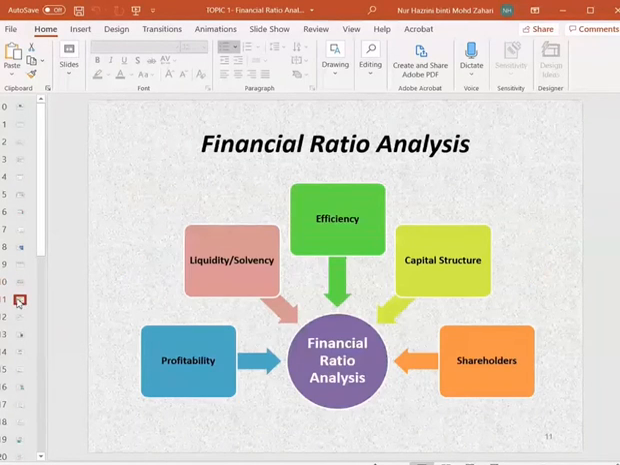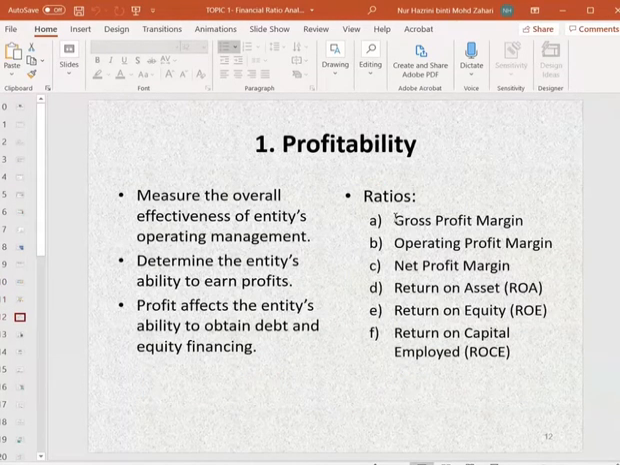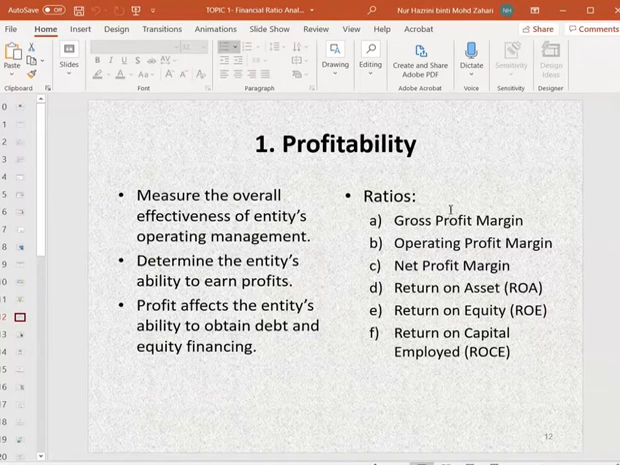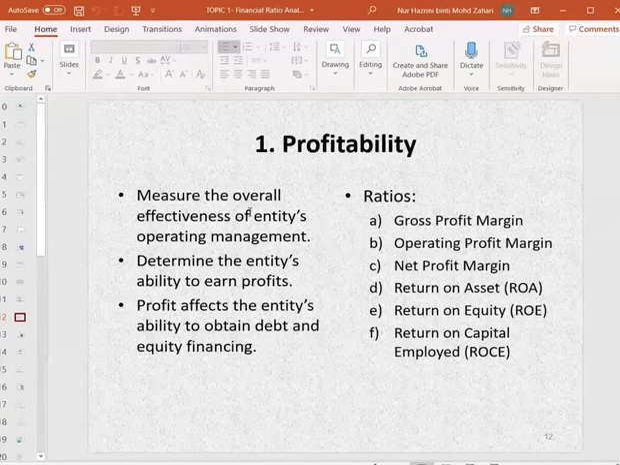Okay, so these are the 5 financial ratios that I have already covered just now. So we will go to the first one, profitability. We have 6 ratios under profitability: gross profit margin, operating profit margin, net profit, return on asset, return on equity, and return on capital employed. For profitability, basically, we want to measure the overall effectiveness of the entity's operating management.